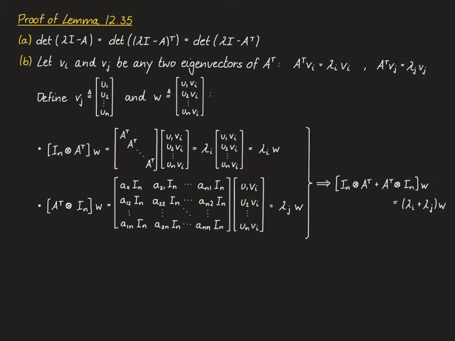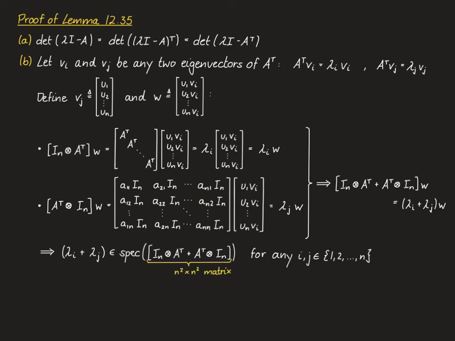With these two results, it follows that the sum of the two Kronecker products, In with A transpose and A transpose with In, times w is equal to lambda i plus lambda j times w, and hence any sum of lambda i and lambda j is in the spectrum of this matrix. And since this matrix is an n squared by n squared matrix, and lambda i plus lambda j represents a set of n squared eigenvalues, the claim of lemma 12.35b is proven.